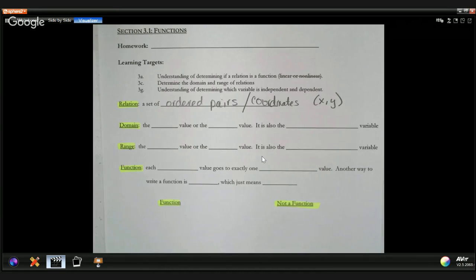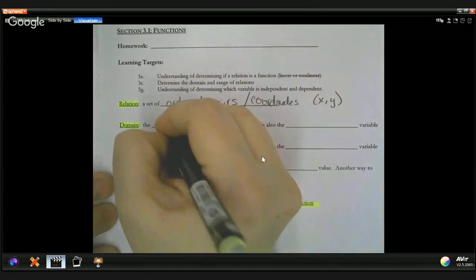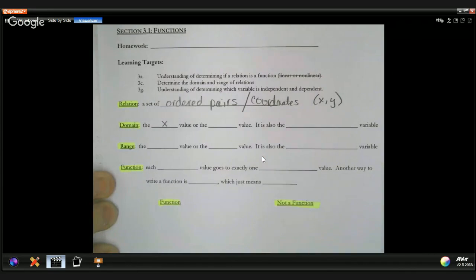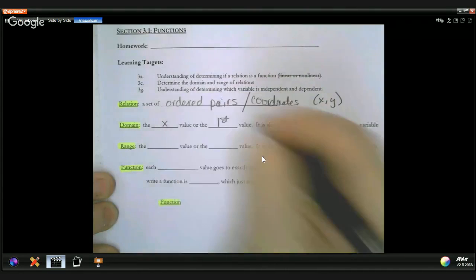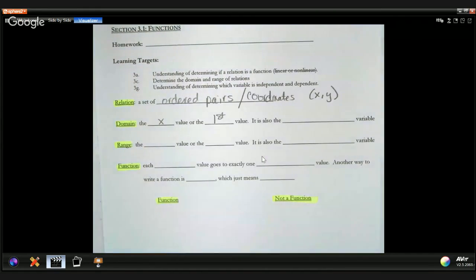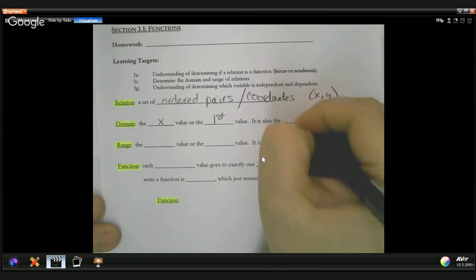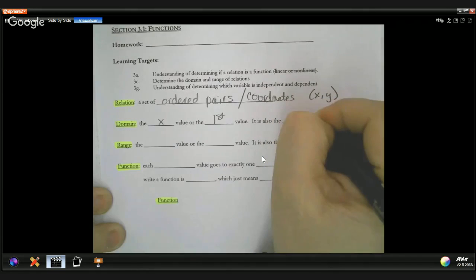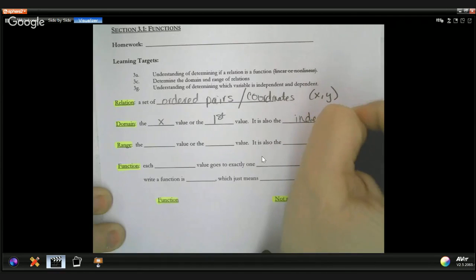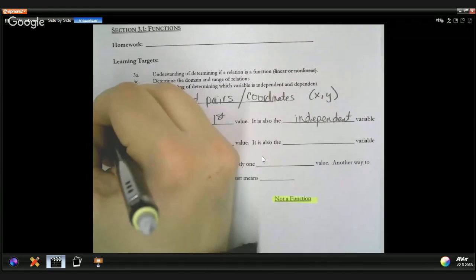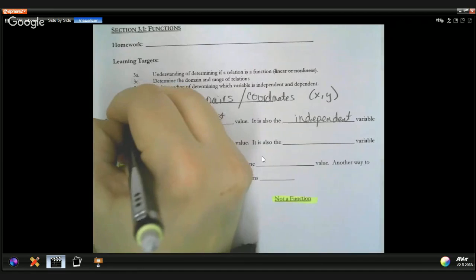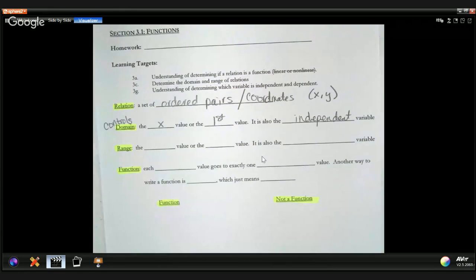Okay, so the domain is the x value, which is also the first value. And sometimes if you're looking at a table, it's either on the left or it's on the top. But the first one is usually domain. The domain is also the independent variable. Okay, the domain is the controller. The domain controls everything.